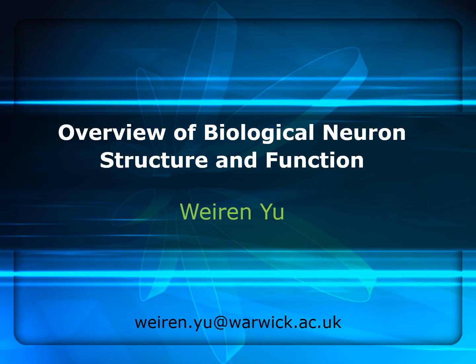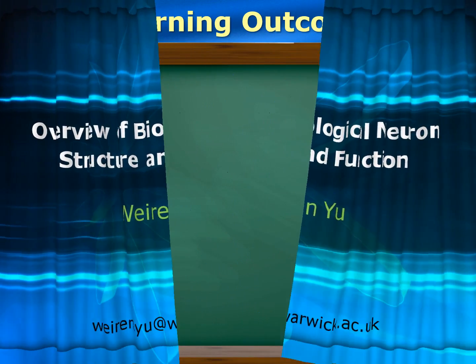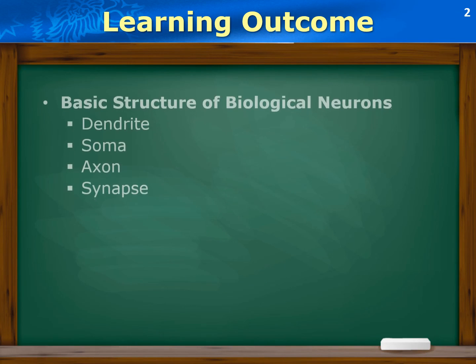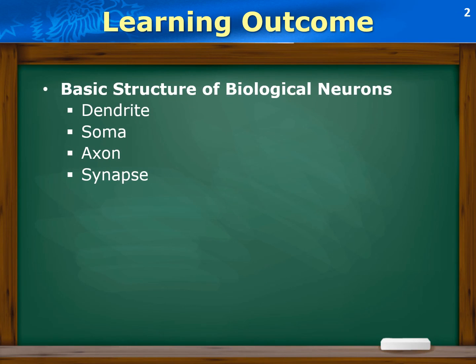Hello everyone, welcome. In this session, we are going to learn the basics of biological neurons. Upon completion of this video, you will be able to learn the basic structure of biological neurons, which includes dendrite, soma, axon, and synapse. You will learn the definition and functionalities for each part and how they work collaboratively to transmit information from one neuron to another.